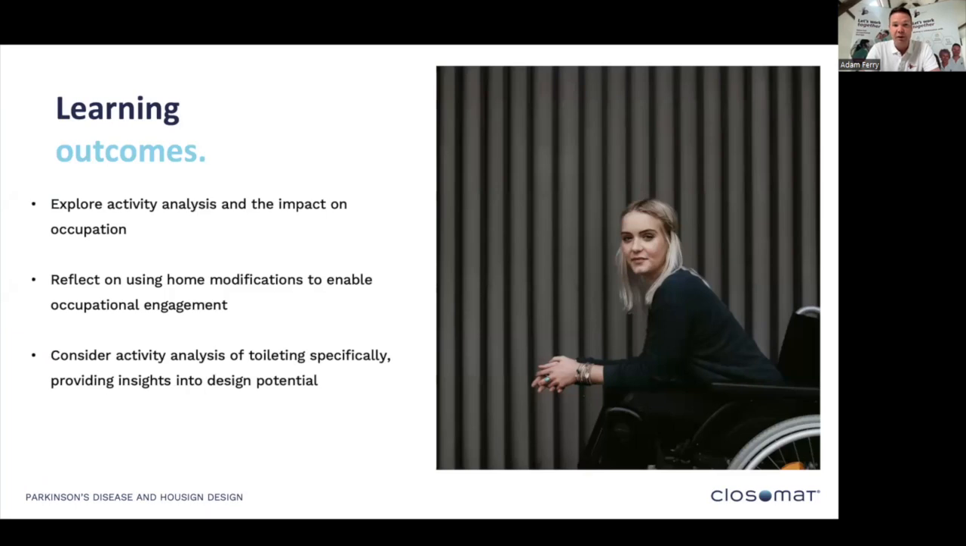Today, we're going to explore activity analysis and the impact on occupation. I think that's really important with any webinar that we do, given that we're occupational therapists and it's our core skill and our USP. But within this webinar, we're going to pay particular focus to the activity analysis and home modifications and design. I'm going to try and be as specific as I can around some of the things you're most likely to see for someone with Parkinson's, whilst accepting that everybody's completely unique and different. We're going to reflect on using home modifications to enable occupational engagement. And we're going to consider the activity analysis of toileting specifically, providing insights into design potential.